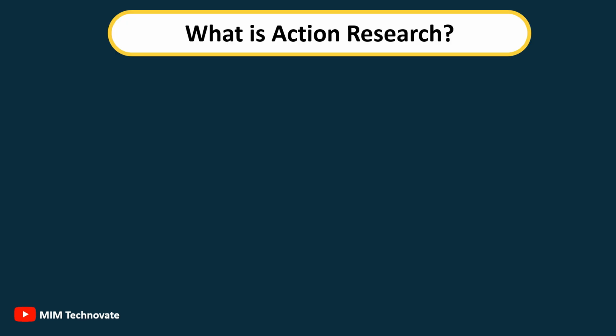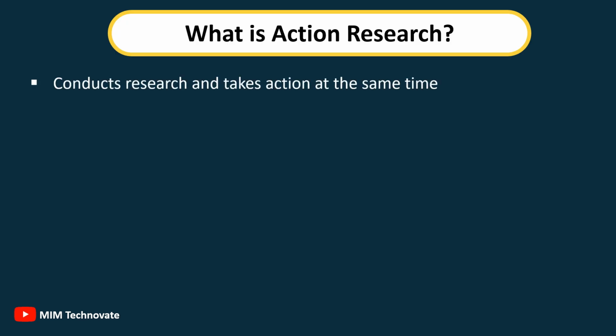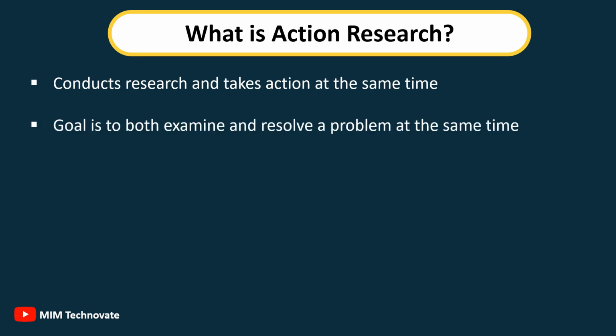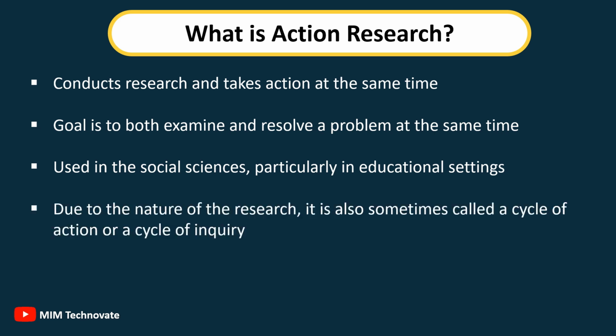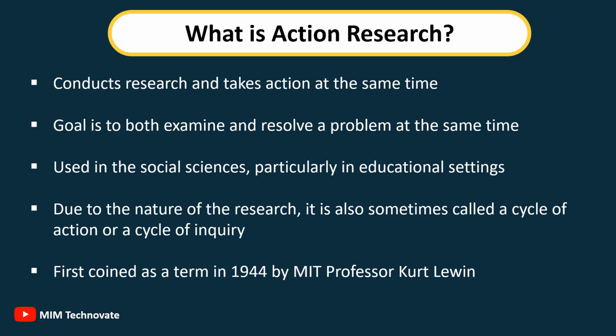What is action research? Action research conducts research and takes action at the same time. The goal of action research is to both examine and resolve a problem at the same time. Action research is often used in the social sciences, particularly in educational settings. Due to the nature of the research, it is also sometimes called a cycle of action or a cycle of inquiry. It was first coined as a term in 1944 by MIT professor Kurt Lewin.